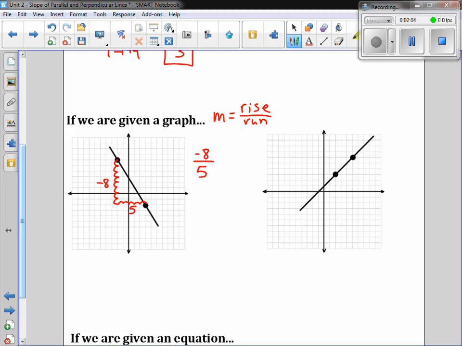Our second example from a graph when we're reading left to right is going up 3 and to the right 3. And since both of our values are the same, they simplify to 1.